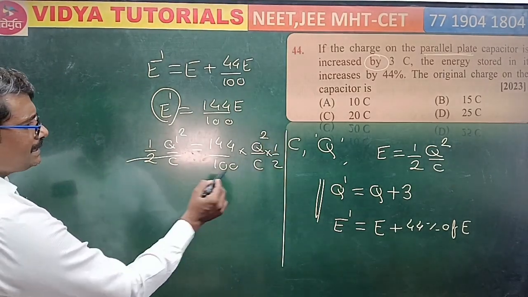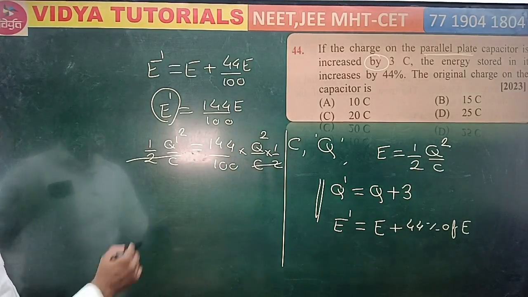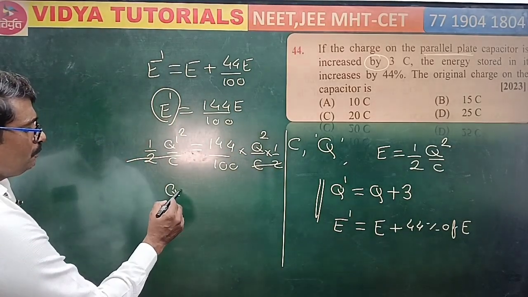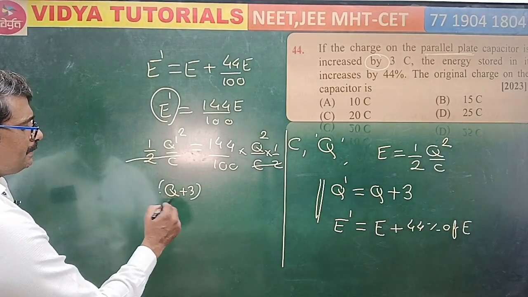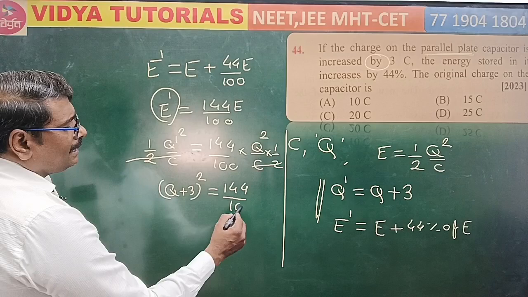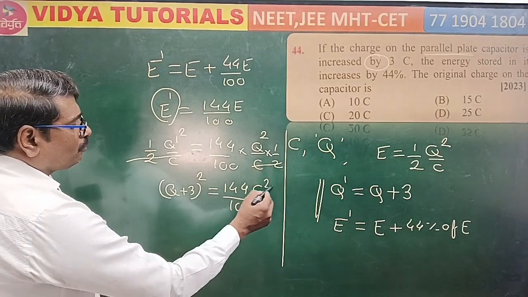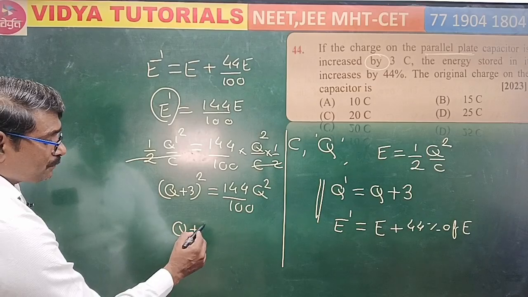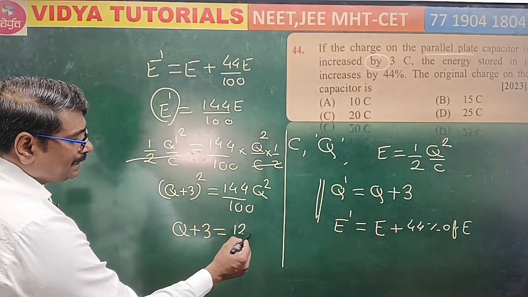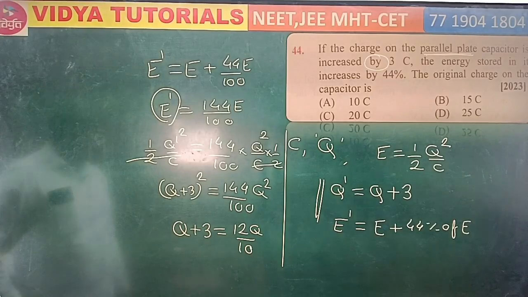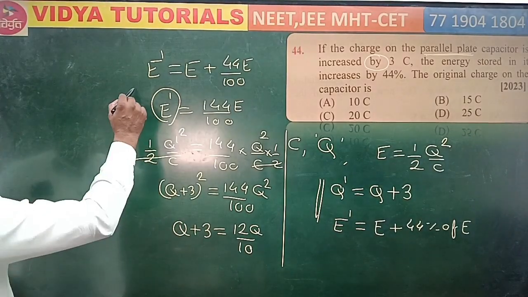Therefore, these get cancelled. How many Q dash square? Q plus 3, bracket square, equals 144 upon 100 times Q square. To find the value of Q, by this multiplication, take a square root. Here it is 12 Q upon 10. Is it clear?